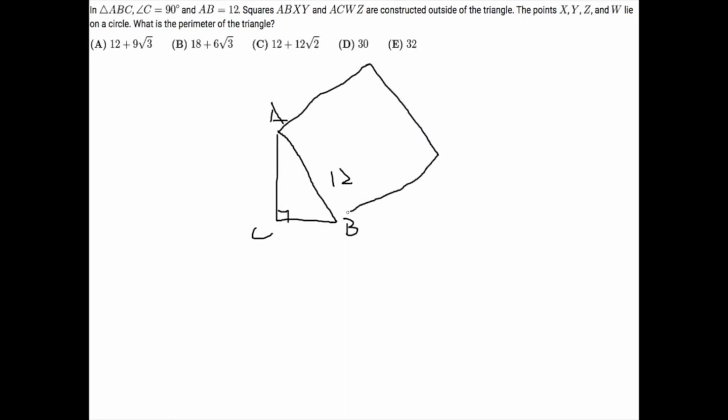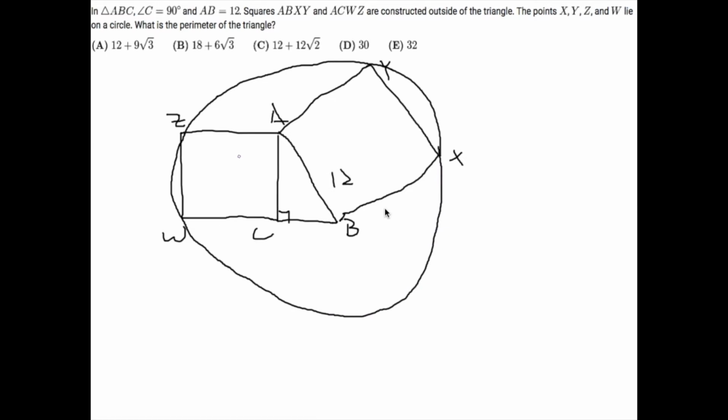So in this diagram, we're going to draw ABC, where AB is 12, and C is a right angle. You know that ABXY is a square, and so is ACWZ. We're given that X, Y, Z, and W lie on a circle. We're going to pretend that's a circle.